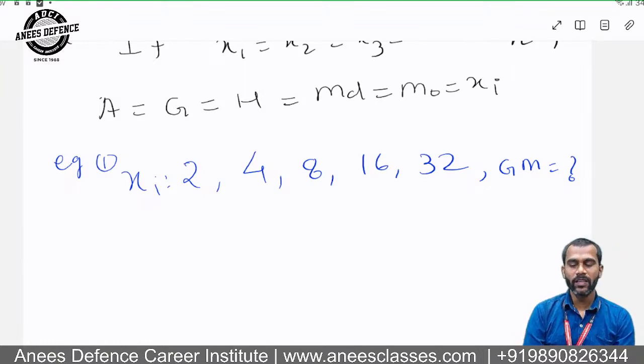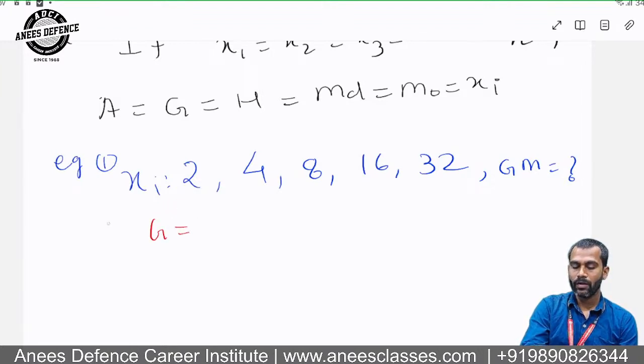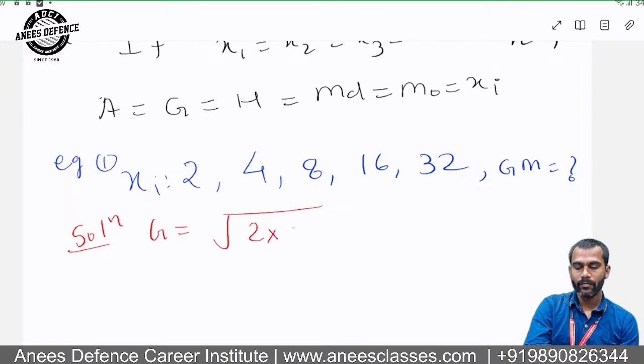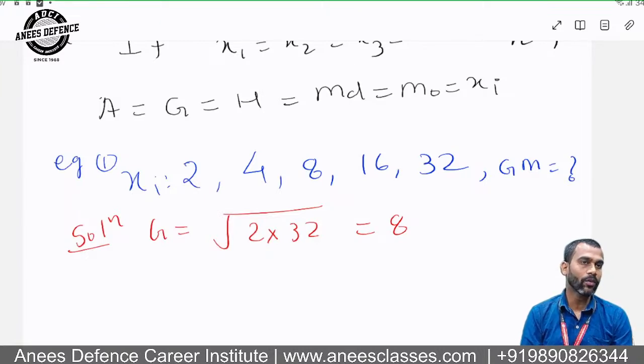See, what is the answer? Tell me. Since all the observations are in GP, then GM is what? Tell me. Under root first term into last term. That is root 64. That is 8. Root 64 is 8 or plus minus 8? Root can never give you negative values in real numbers. So the answer would be 8 only.